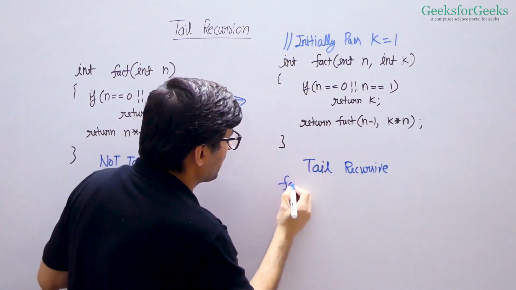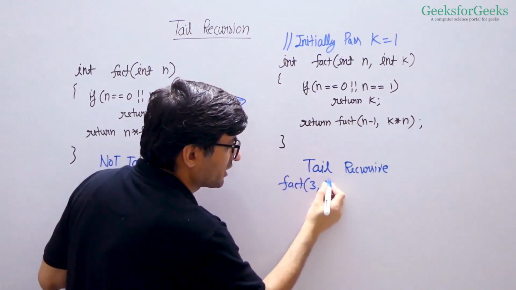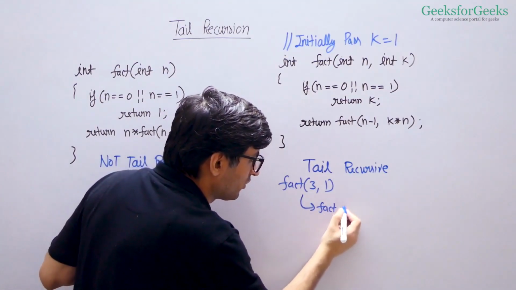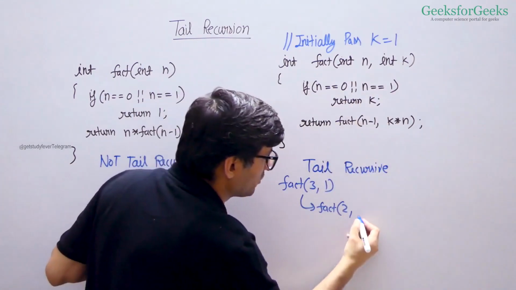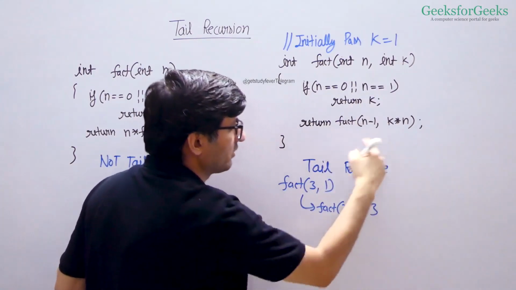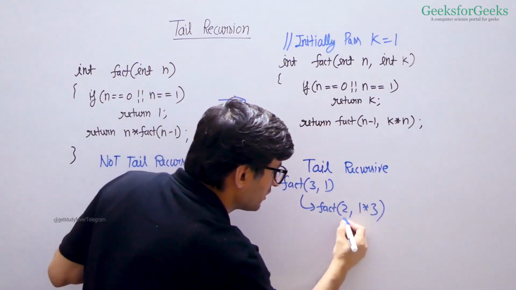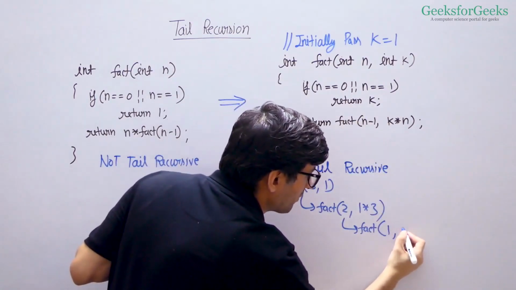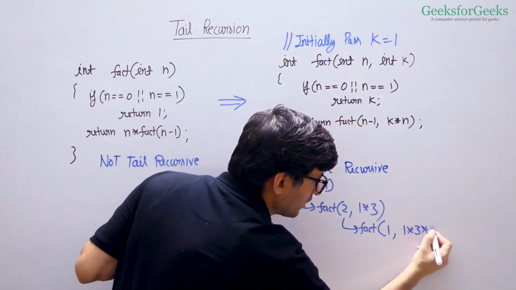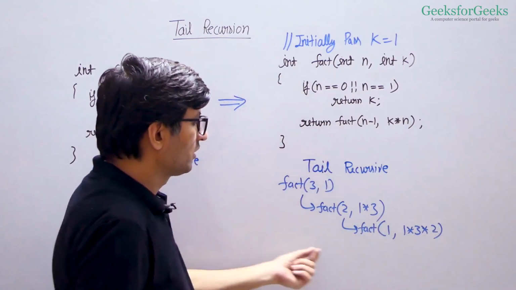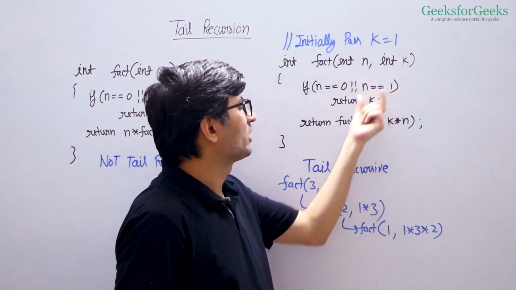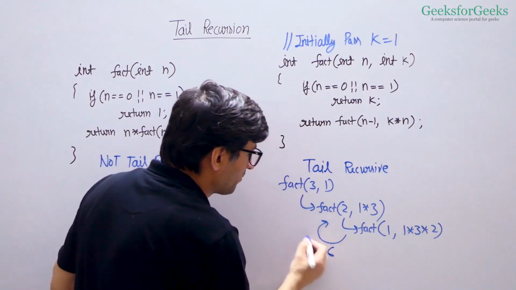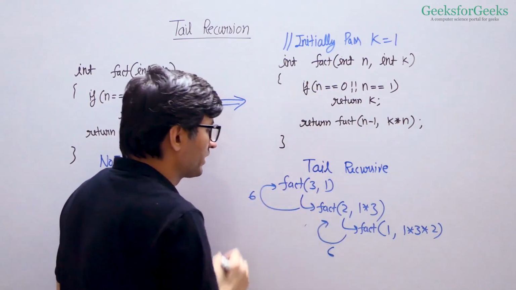When you call factorial for 3, you will first pass k as 1 and then call it for factorial of 2 and pass 1 into 3. N is 3 and k is 1. Then you will make a recursive call for n minus 1, and you will pass 1 into 3 into 2. Now when you make this recursive call, you will notice that n is 1. So you will fall into the base case. So you will return this value, which is 6. You will return 6 to the parent, and it will return 6 to its parent. So you finally get the output as 6.